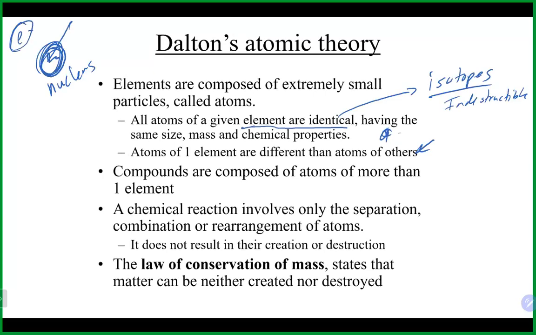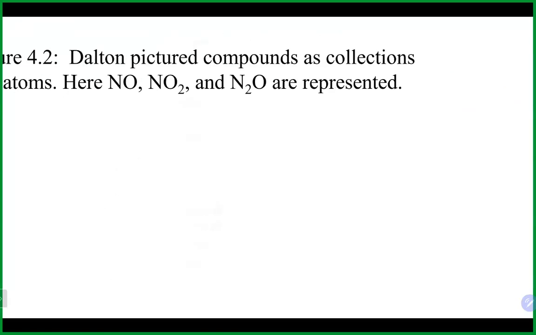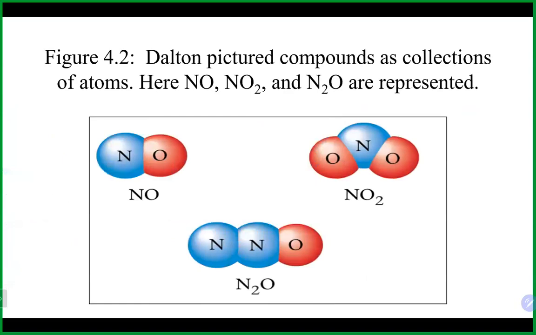All right, so obviously you should know the different parts of Dalton's atomic theory. You should know the couple of things that are not correct still. So again, atoms being indestructible is not correct. And also the main one, atoms are not identical for the same element because of the existence of isotopes, which have, again, different masses. This is also how Dalton pictured compounds as a collection of atoms. And again, there's always the same ratio in terms of mass of one element to the next.